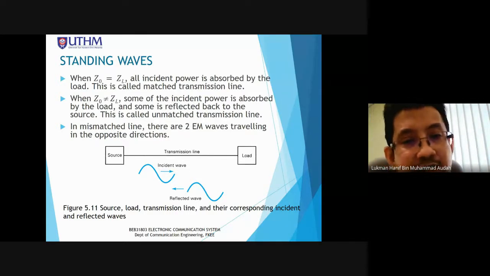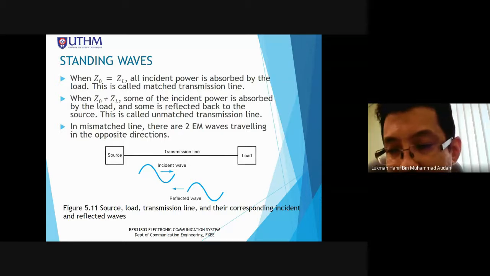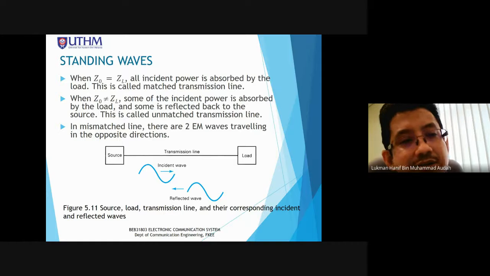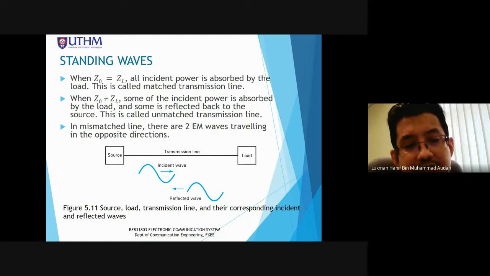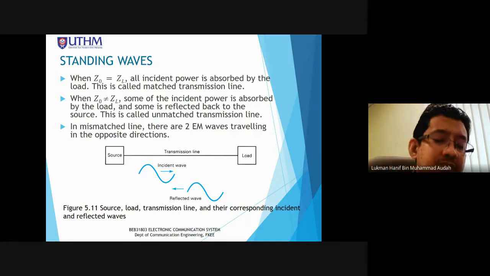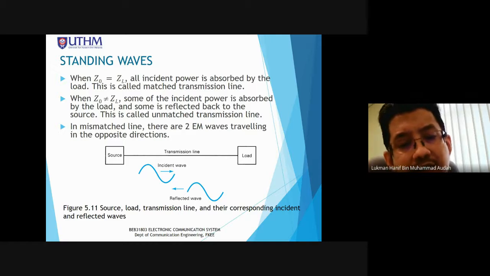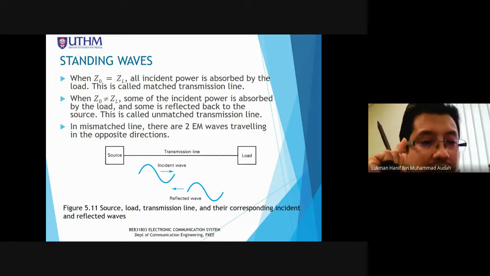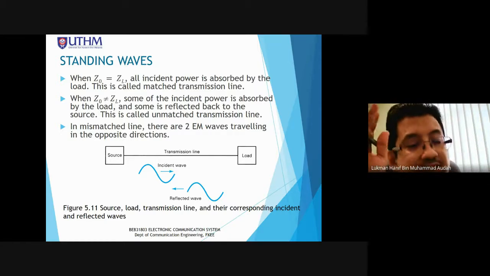Ini antara topik yang glamour lah dalam kita punya chapter 5, standing wave. Atau dalam Malay we call it as gelombang berdiri. Okay, so the wave looks like as if it stands on a plane surface. Gelombang itu seolah-olah dia berdiri pada permukaan paksi X. Seolah-olah, okay, dia bukan berdiri, dia seolah-olah berdiri, okay, pada satu-satu masa tertentu. Dia bukan berdiri sepanjang masa, dia berdiri pada masa-masa tertentu.